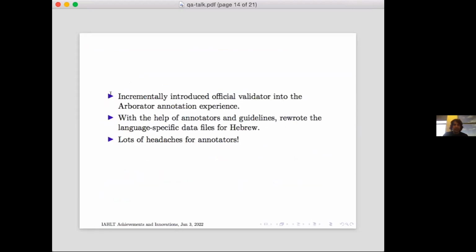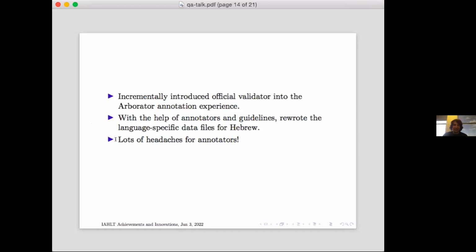So we incrementally introduced these various levels into the annotator annotation experience, and with the help, and anguished cries, of annotators, we rewrote the language-specific data files for Hebrew. They were inherited from the Goldberg Tsarfaty treebank.